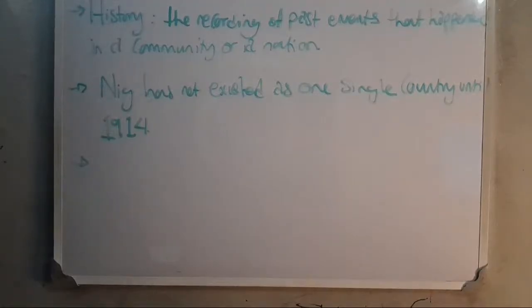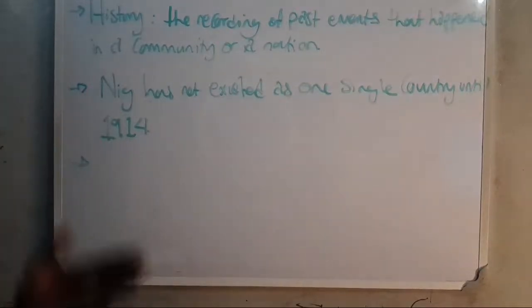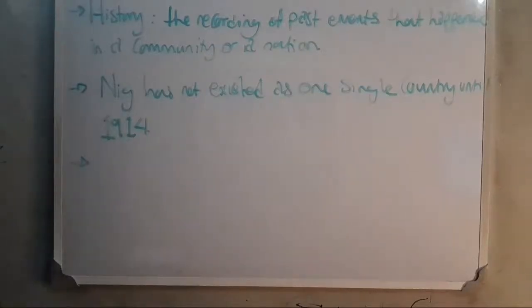So it is specified in the material that though Europeans had been coming to Nigeria before the amalgamation of the Northern and Southern Protectorate in 1914, Nigeria had not existed as one country until then. That simply means that we have the Southern and the Northern Protectorate, and these protectorates operated on their own. Not until 1914 had Nigeria existed as one.